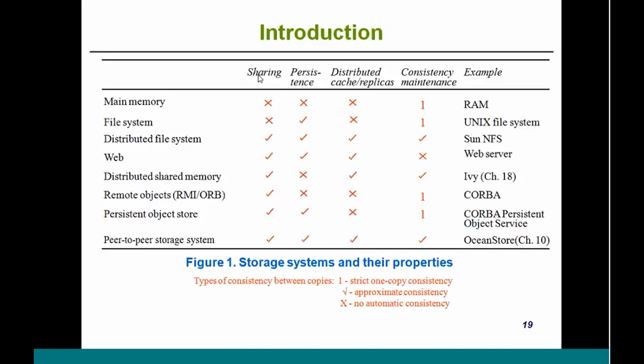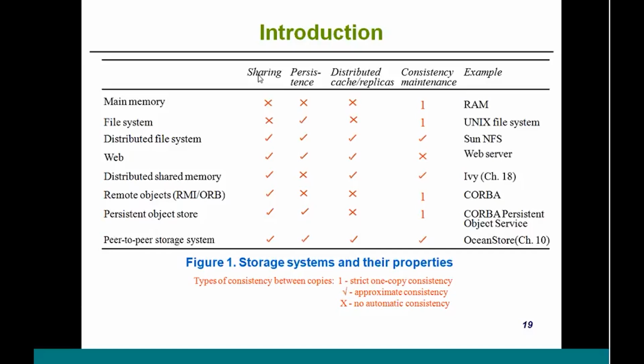And then there is distributed shared memory, where again the concept is sharing. It allows you to share, but it does not provide persistence. It allows the distributed cache and replicas, and it also allows consistency. Then there is something called remote objects, or RMI or ORB. The example could be CORBA, which we talked about earlier. This provides only sharing, no persistence, no distributed cache, and just one copy consistency.